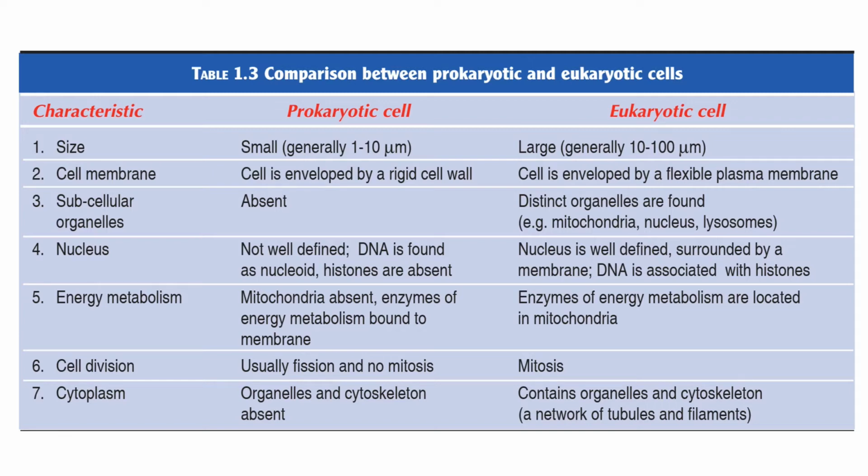When it comes to cell division, prokaryotic cells usually involves fission and no mitosis, while in eukaryotic cell, mitosis is involved. And for the cytoplasm, prokaryotic cells have no organelles and cytoskeleton in the cytoplasm, while eukaryotic cell contains organelles and cytoskeleton, or a network of tubules and filaments.